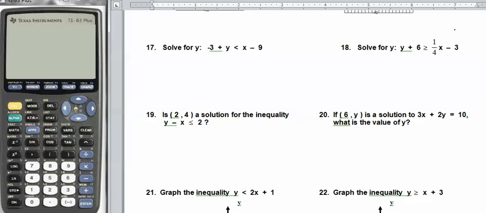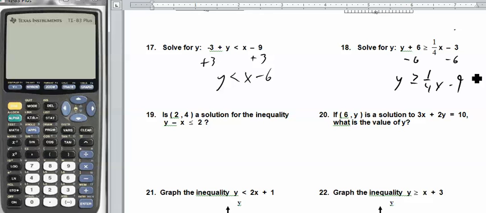So for number 17, we have to solve for y. So we want y by itself, so we just need the opposite of minus 3, so plus 3 and plus 3. Y is less than x minus 6. So solving for y here is just the same thing. We need to get rid of minus 6. So y is greater than or equal to 1/4 x minus 9.